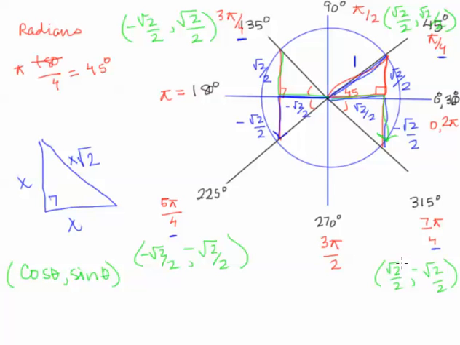And so that is the 45-degree angle on the unit circle with the ordered pairs in relationship to the 45, 45, 90 triangle. Next up, we're going to look at the 30, 60, 90 triangle.